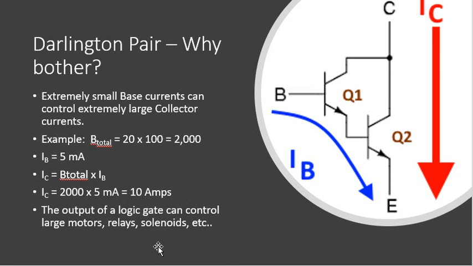They can be large motors, fans, relays, solenoids, or any number of things. So with a digital logic circuit, you can easily control large power devices.